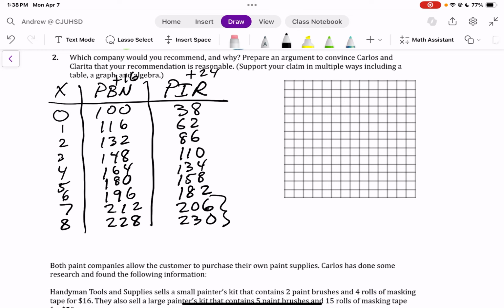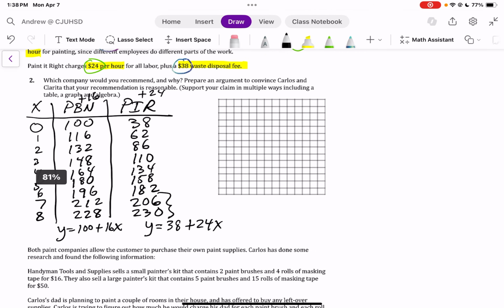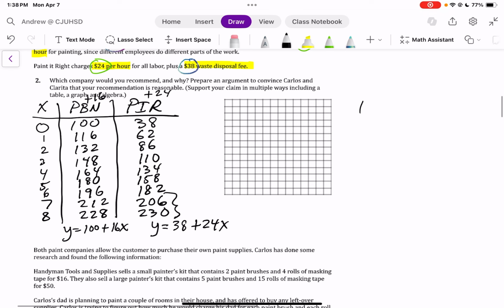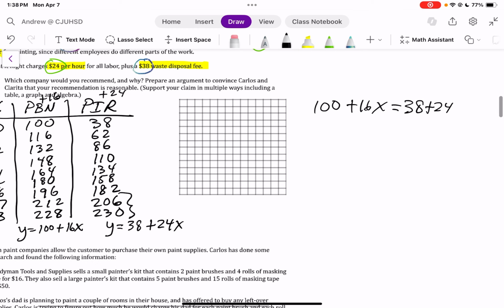So Paint by Numbers is going to be y equals starting at 100 and going up by 16 with x. And Paint It Right is going to be starting at 38 and going up by 24x. Now, we have talked about solving systems of equations. This is a system of equations. To find the place where the two lines cross, we could just find out where 100 plus 16x is equal to 38 plus 24x.